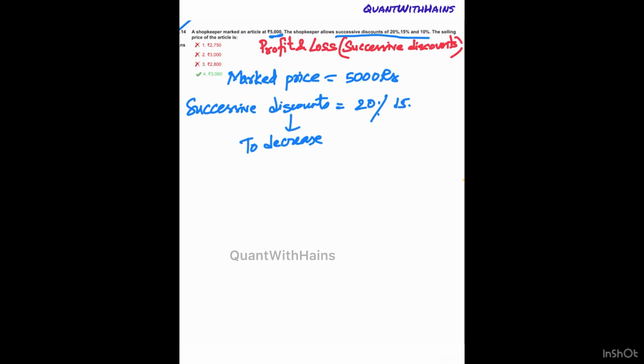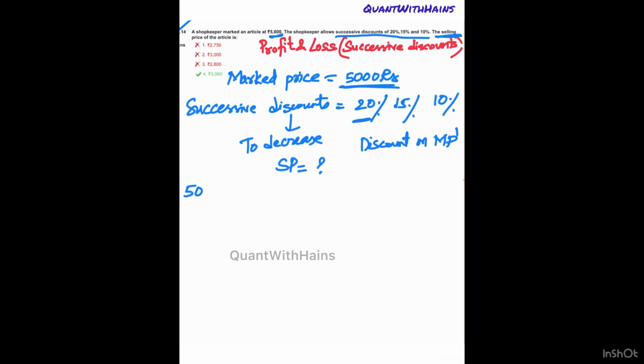On that he will decrease it 15%. After that he will decrease it by 10%. Now selling price. What is the selling price they are asking? Discount is always calculated on market price. Discount on market price. So how do we solve this? First we need to decrease this market price 5000 rupees by 20%.